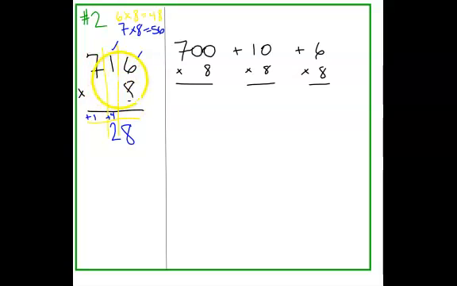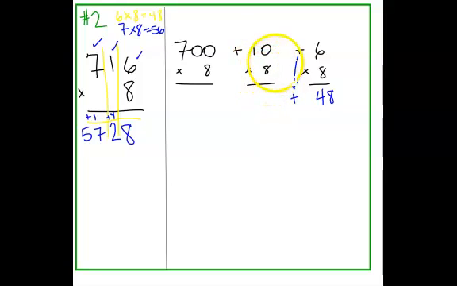7 times 8 is 56 plus 1. 56 plus 1 is 57. We don't have anything else to multiply, so we are done. This way, same thing. 6 times 8 is 48. You can see I'm bringing down those plus signs.